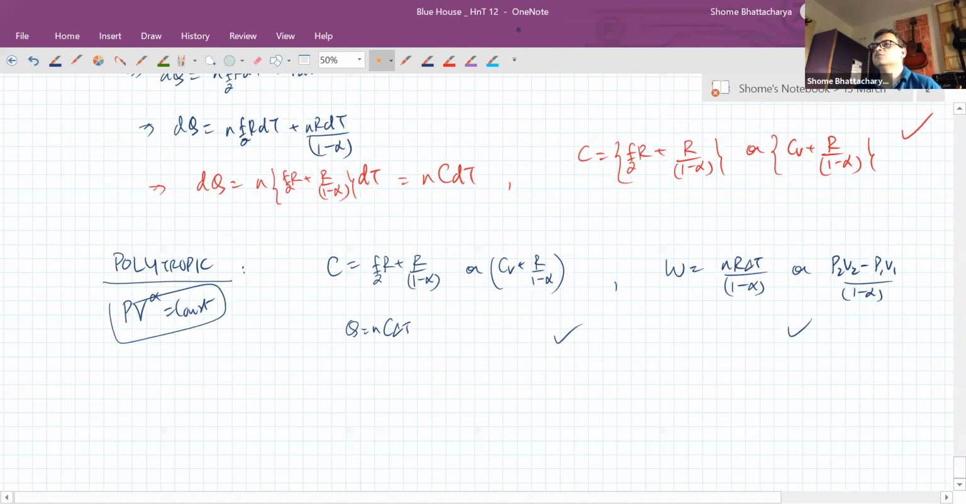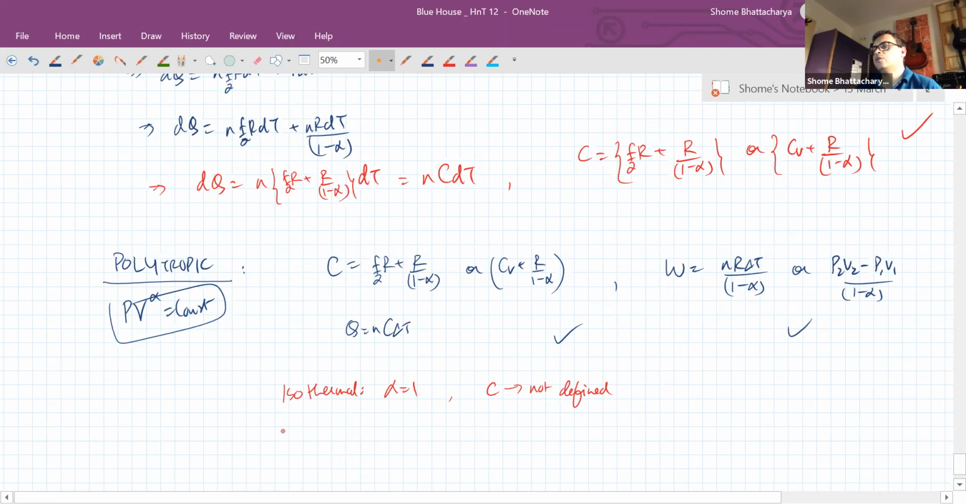Okay. And you can see the formulae that we've studied earlier are special cases of this. So for isothermal, remember alpha was 1. So what happens here is C is not defined, which we've seen before also. And work done is not defined by this formula because we get a 0 by 0 term.